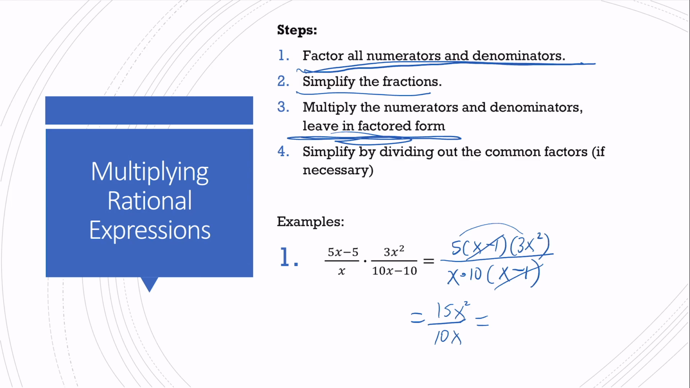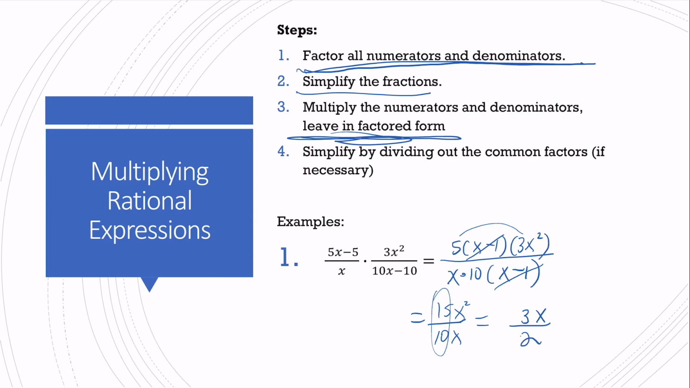And then I think, okay, x squared divided by x, that's just going to leave me with x. 15 and 10 have a greatest common factor of 5. So I'm going to have 3x over 2 as my final answer.